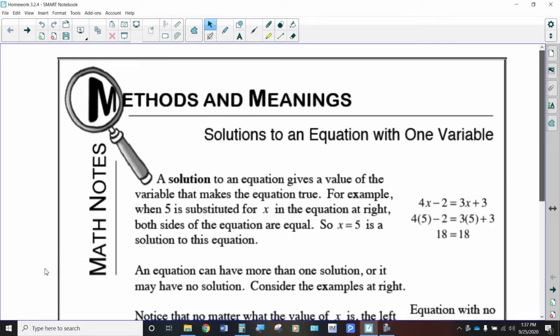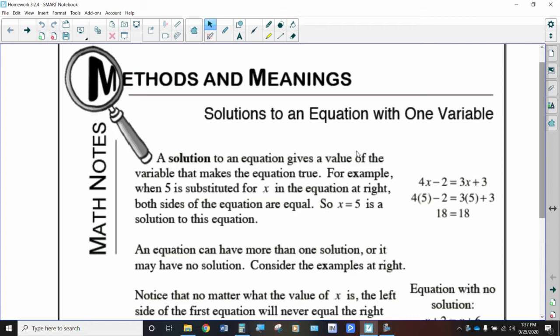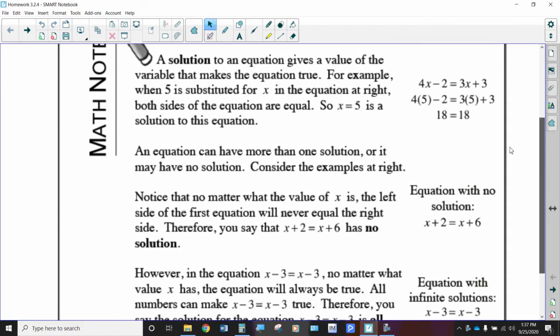Alrighty, let's take a look at our homework for lesson 3.2.4. The M&Ms for this particular lesson are not telling us how to solve an equation with one variable, but the fact that solutions can vary. Sometimes you have one solution, sometimes there's no solution that'll ever work, and in some situations there are an infinite number of solutions. So here's an example of an equation where there's one solution.